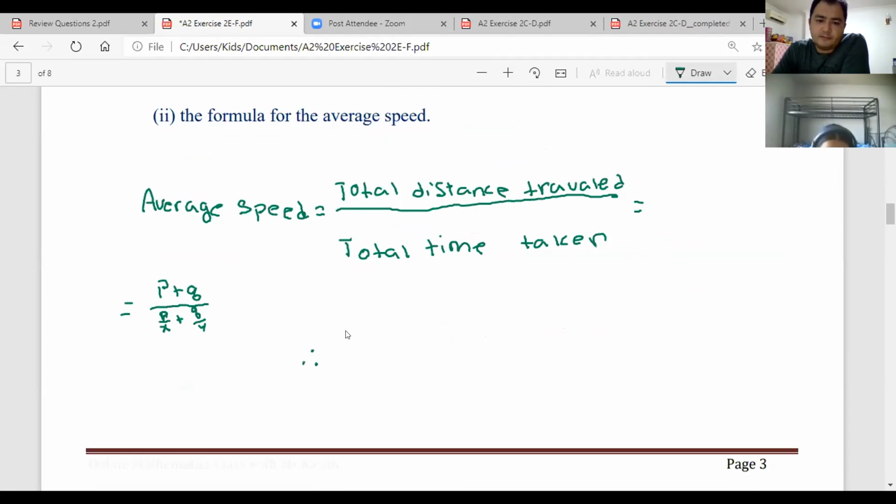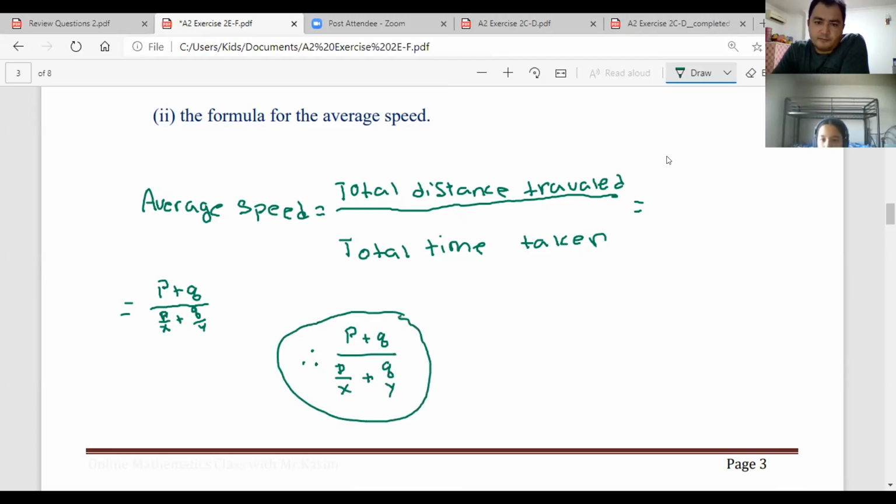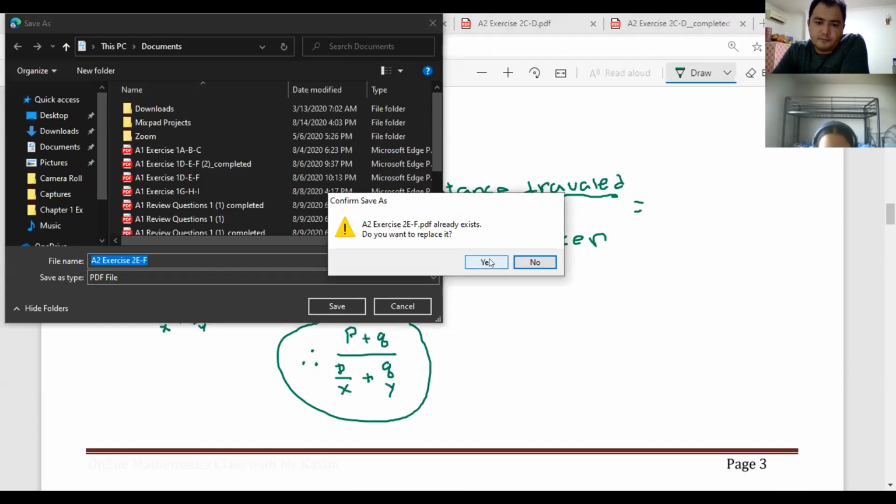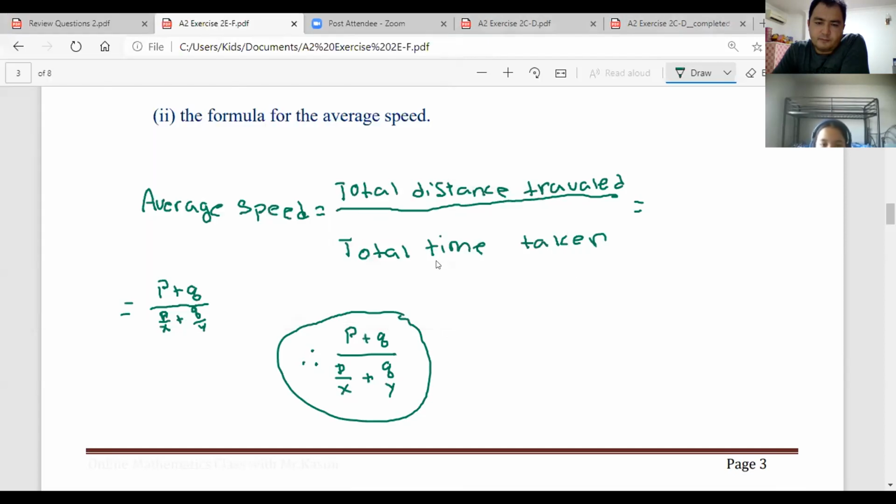Okay, P plus Q over PX plus QY. So both one. Save it.